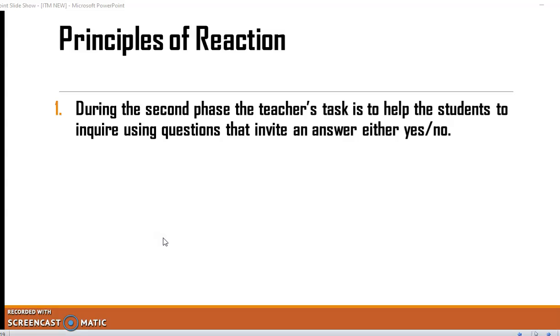So the first point in principles of reaction is, during the second phase, the teacher's task is to help the students to inquire using questions that invite an answer, either yes or no. So here the teacher is supposed to help the students to inquire about the descriptive event posed by the teacher in front of them by asking questions which would have an answer either yes or no. So the students are only supposed to ask questions.